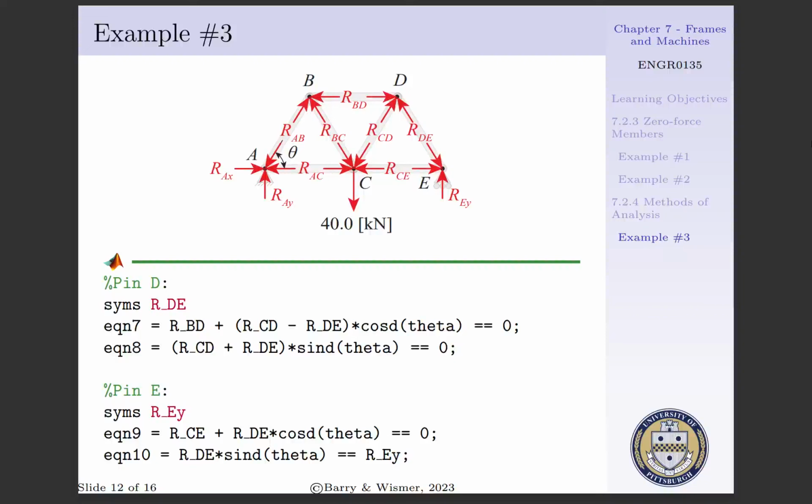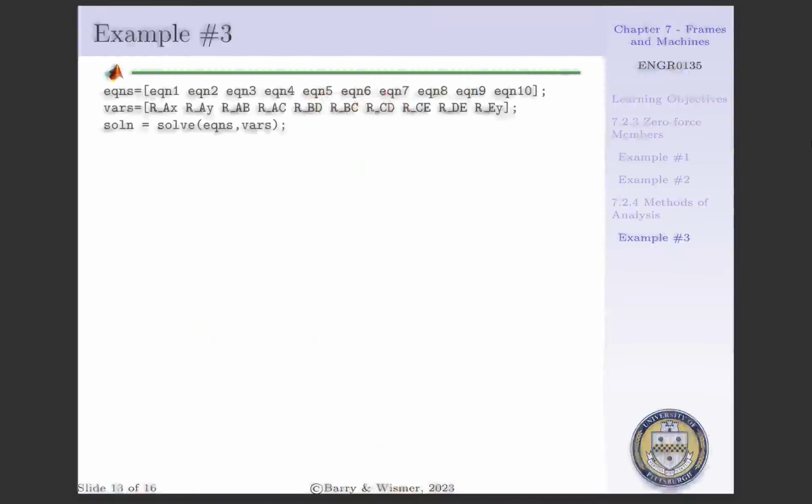Equation 10 is the summation of forces in the y direction about pin E. Here we have the y component of RDE counteracting our reactionary force REY. With these equations and variables defined, we can make an equations vector and a variables vector, and then we can construct a solution structure by solving our equations for our variables.